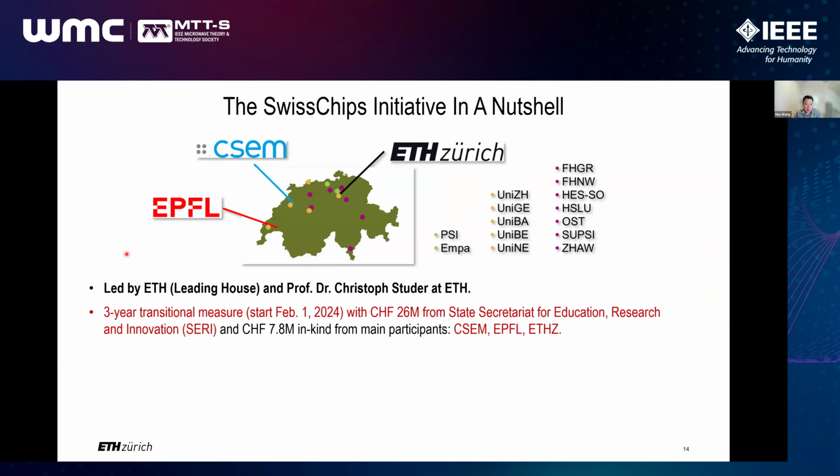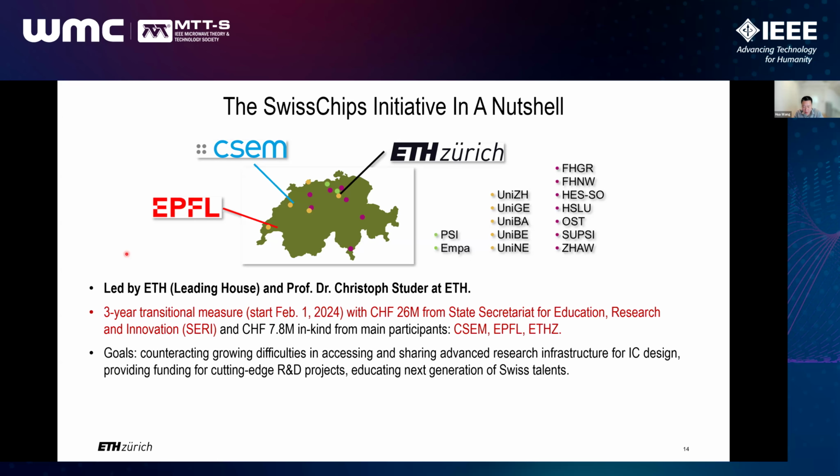In a nutshell, it is funding directly from the government to support the three research and education organizations, ETH Zurich, EPFL, and the CSEM. It is led by ETH as the leading house, and my colleague, Professor Christoph Studer, is the director or the head of this initiative. As a first phase, it's a 3-year transitional measure, with a direct investment from the government of 26 million through SERI, in conjunction with 7.8 million in kind investment from all these three organizations, I think equally divided.